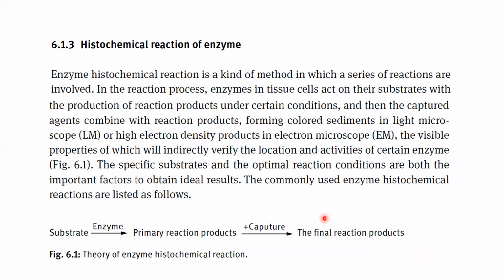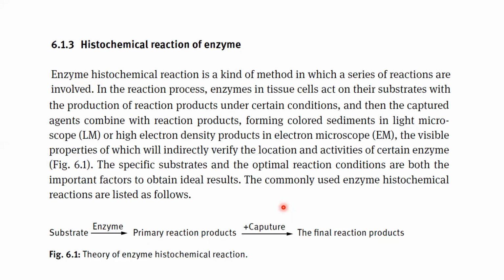Very simple. In enzyme histochemistry, we will take a substrate. To the substrate, we will add an enzyme, so it will make a primary reactive product. This primary reaction product can be stated as an enzyme product conjugate, an enzyme substrate complex. This is called PRP, primary reactive product.